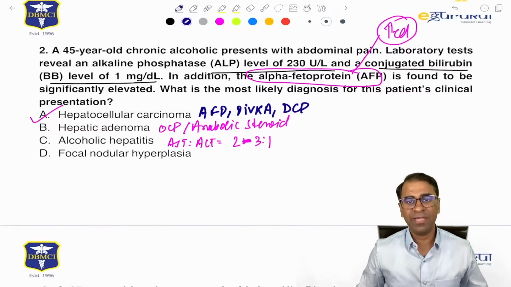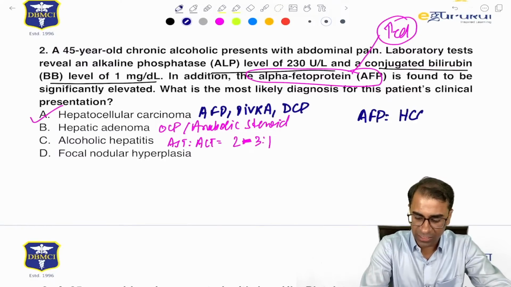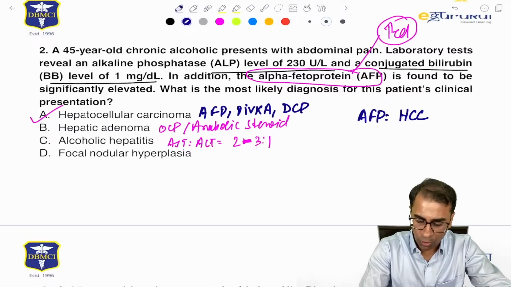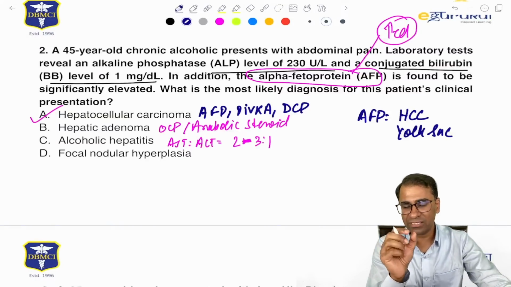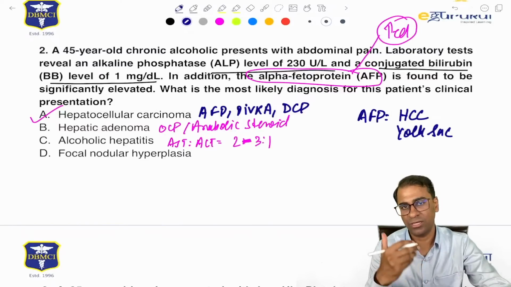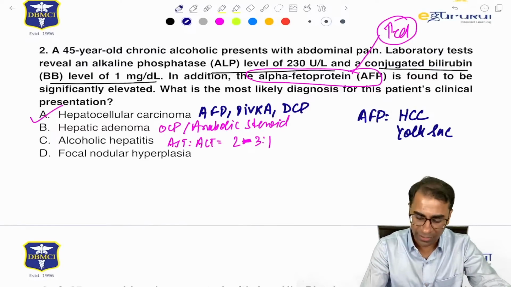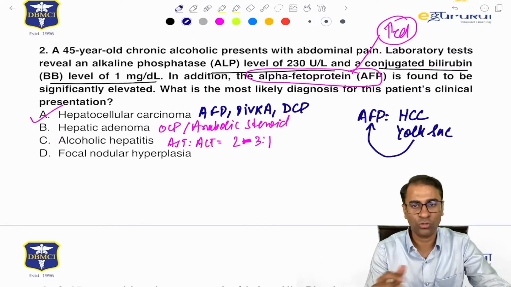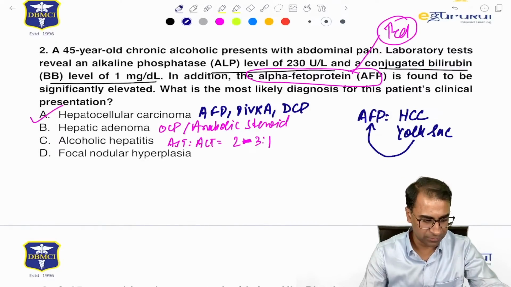Yes, the AFP can also be increased elsewhere. That's a very important question. Alpha fetoprotein, apart from HCC, can also be increased in a case of yolk sac tumor. And how to remember this? The alpha fetus of an egg, the fetus of an egg is actually derived from the yolk, right? The yolk becomes the fetus. That is how you should remember. A yolk sac tumor would make alpha fetoprotein.